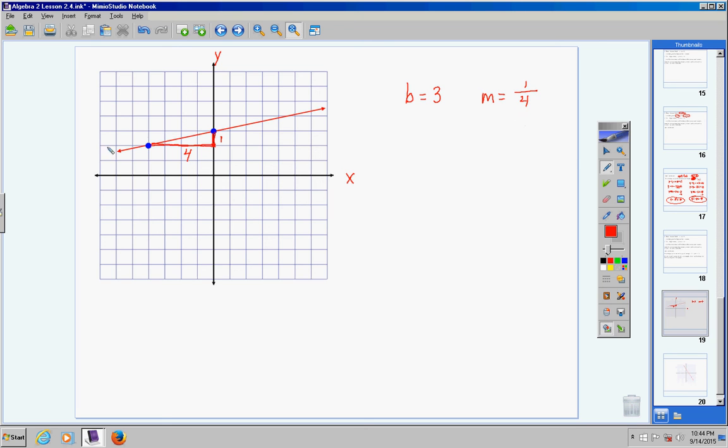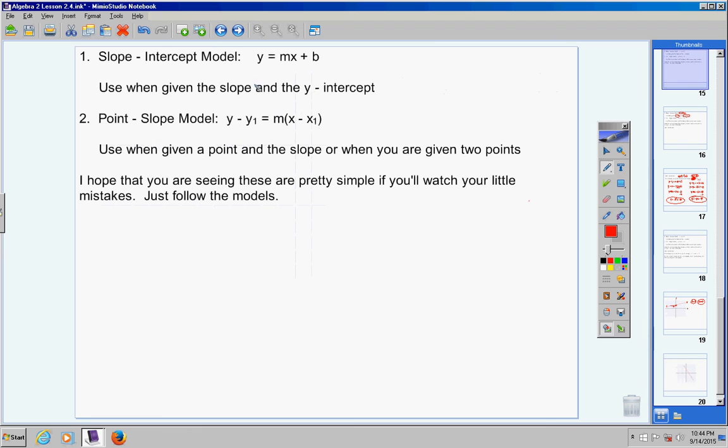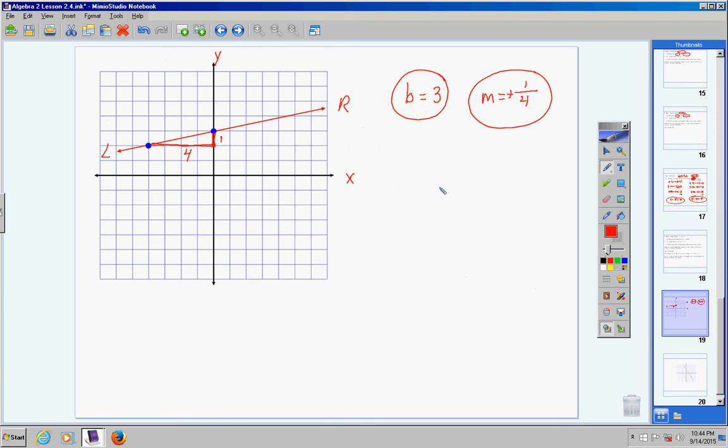Now here's the left side of the line. Here's the right side of the line. From left to right is going upward, so it's a positive slope. So guys, do I know the y-intercept? Yes. Do I know the slope? Yes. When you know the slope and the y-intercept, use this formula here. It's so easy. So here's my formula. Y equals mx plus b. These are the easiest, guys. So where the m is, I'm going to substitute 1/4.